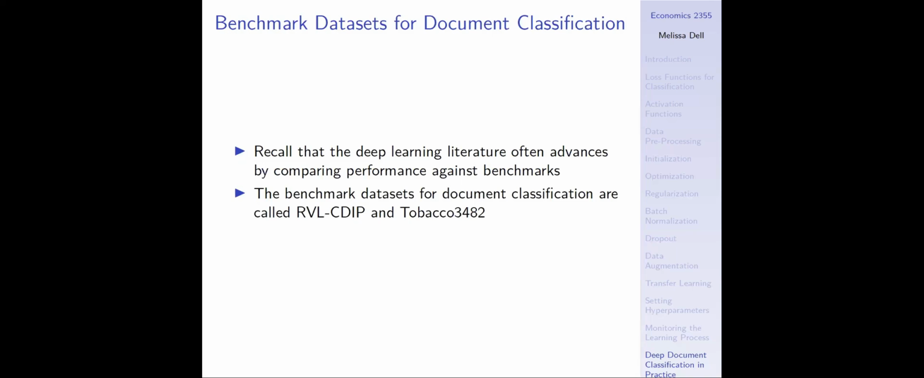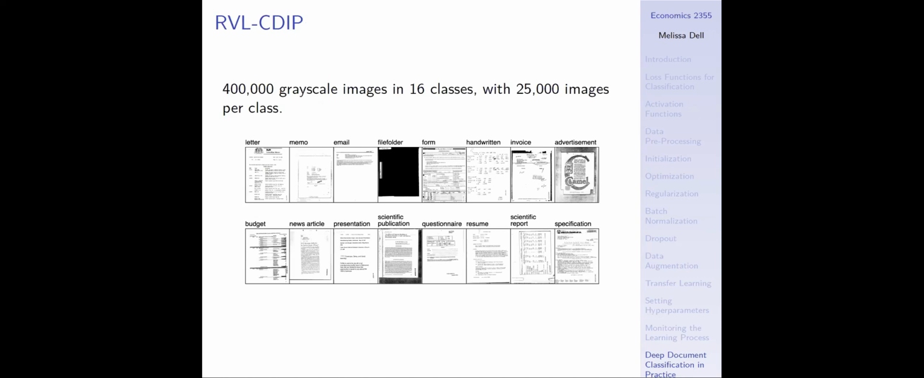Oftentimes as economists, we may want to be classifying documents, and there is a small literature on this. You'll recall that a theme is that the deep learning literature advances by comparing performance against benchmarks. There are benchmark data sets for all kinds of different tasks, and if you're doing something relevant to that task, you test how well you're doing on the benchmark. The benchmark data sets for document classification are called RVL-CDIP and Tobacco 3482.